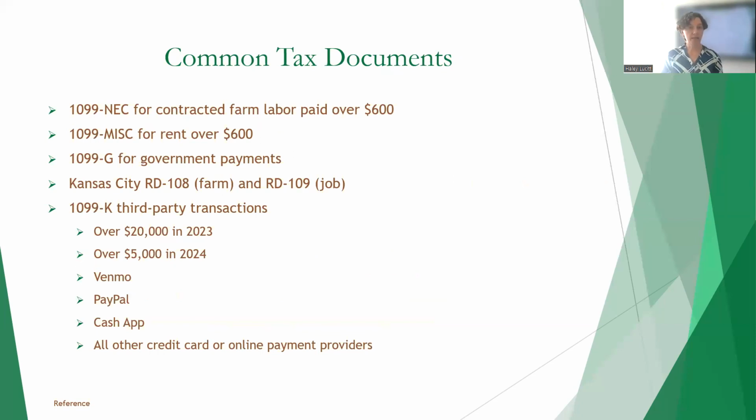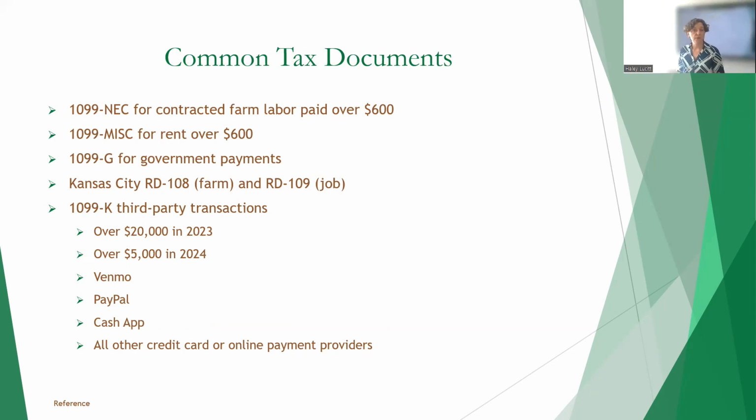These are some common tax documents that you'll want to keep an eye out for with your farming business. We've talked about most of them. The Kansas City RD 108 and the RD 109 is the reports that you file on that 1% tax I just covered.